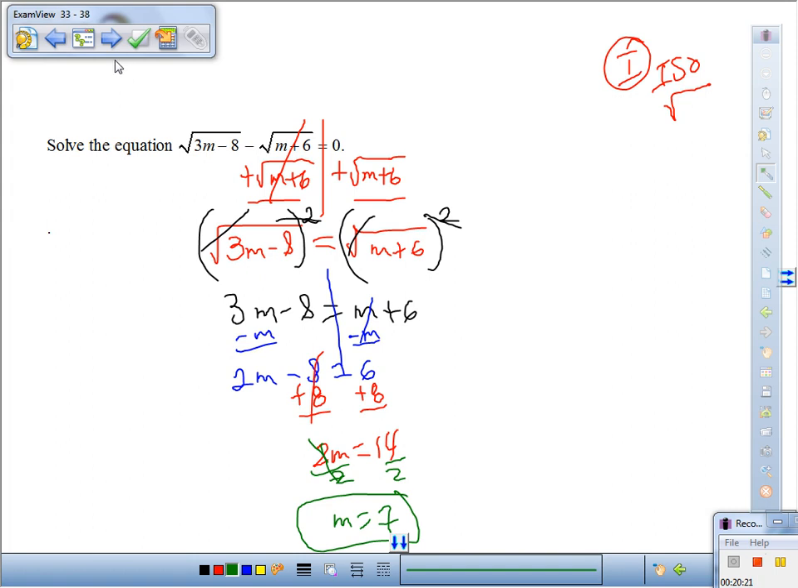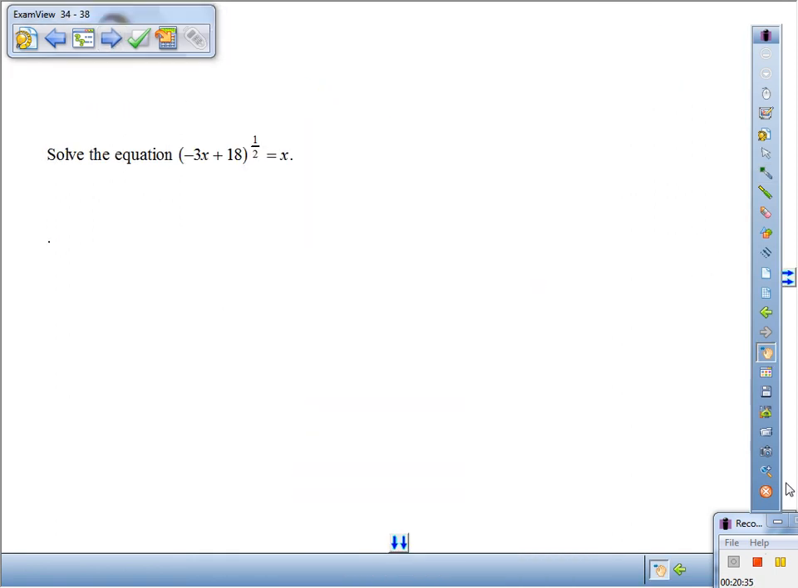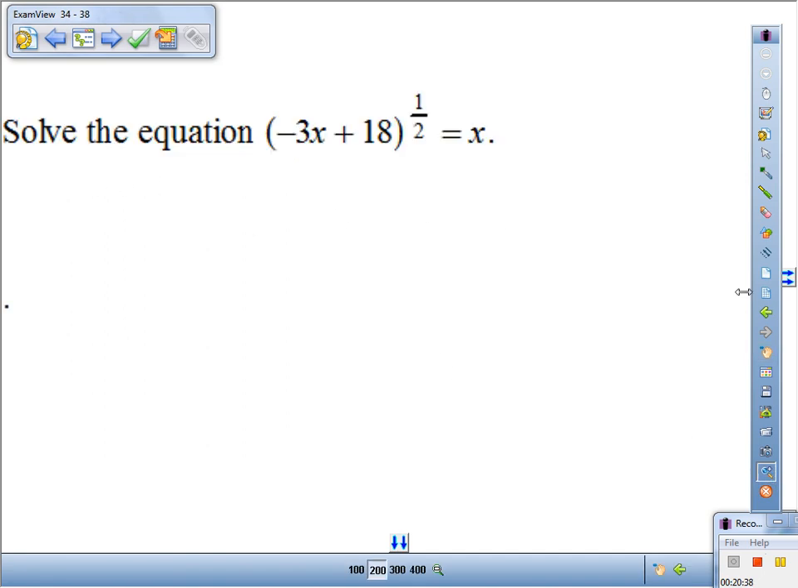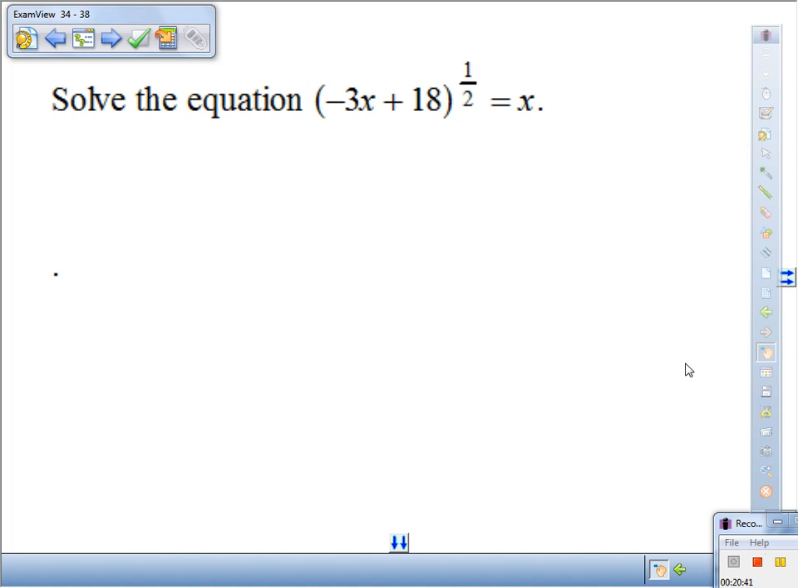All right. Let's go to 30. Any questions for this one? We good? Yeah. 34. Let me zoom into this one. This one is solve the equation, negative 3x plus 18 to the 1/2 power equals x. Let's see. There's two ways of doing this one, but let me just start with the simple way, or both of them are simple. What am I talking about? What do we know about 1/2 power? What does that become?